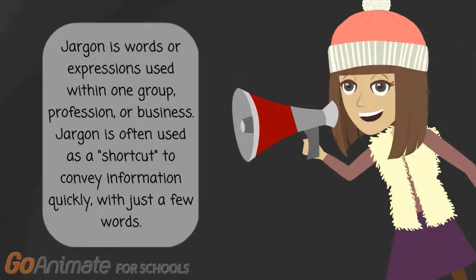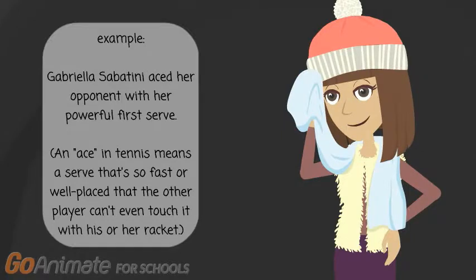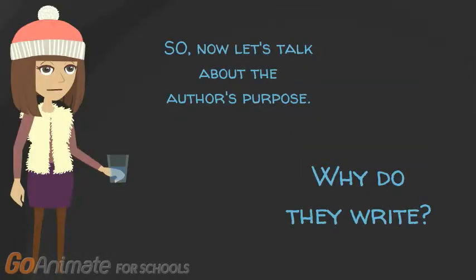Jargon is words or expressions used within one group, profession, or business. Jargon is often used as a shortcut to convey information quickly with just a few words. An example of jargon would be like, Gabriella Sabatini aced her opponent with her powerful serve. For example, an ace in tennis means a serve that's so fast or well-paced that the other player can't even touch it with his or her racket.